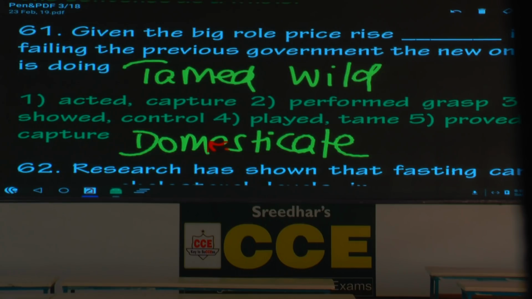Now you got the meaning, tame means what? Control. Now irrespective of what is the last one, proved in failing, efforts to capture food inflation is not correct. But if you get tempted to showed, control is right, tame is right, both mean the same, then you have to decide between the third option showed, the fourth option played. Imagine you are not into regular reading, then how can you decide? On what basis? Both are verbs, both are in the correct form, then how do you know? There is no other way. Only if you are exposed to the language, you have that awareness.